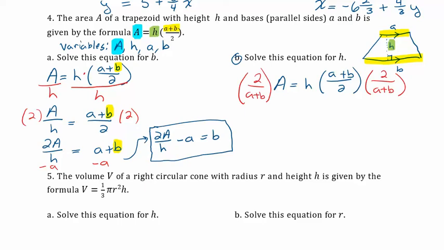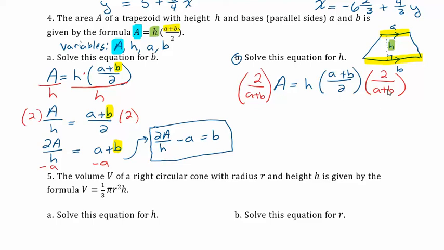So this one may have been a little bit of a challenge to see, but what we have here is just h times this fraction, h times this fraction. So to get h by itself, I need to get rid of this fraction, (a plus b) over 2. And I can get rid of that fraction all at once by multiplying by the reciprocal of that fraction.